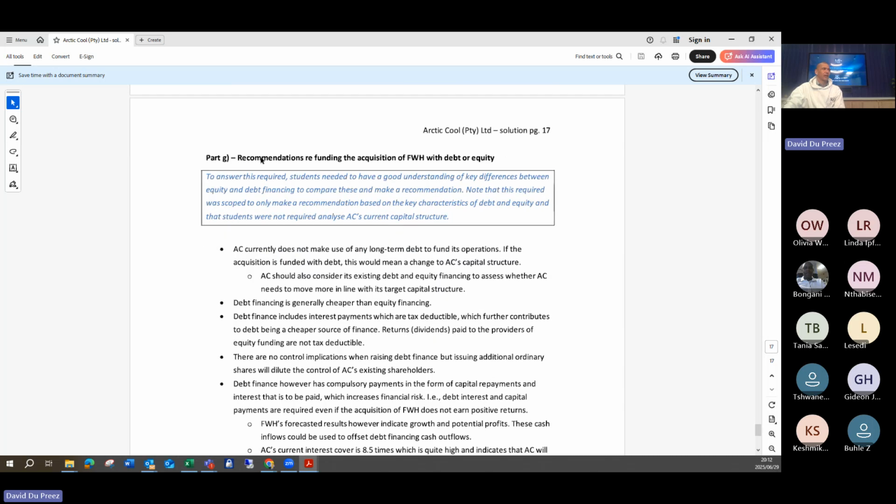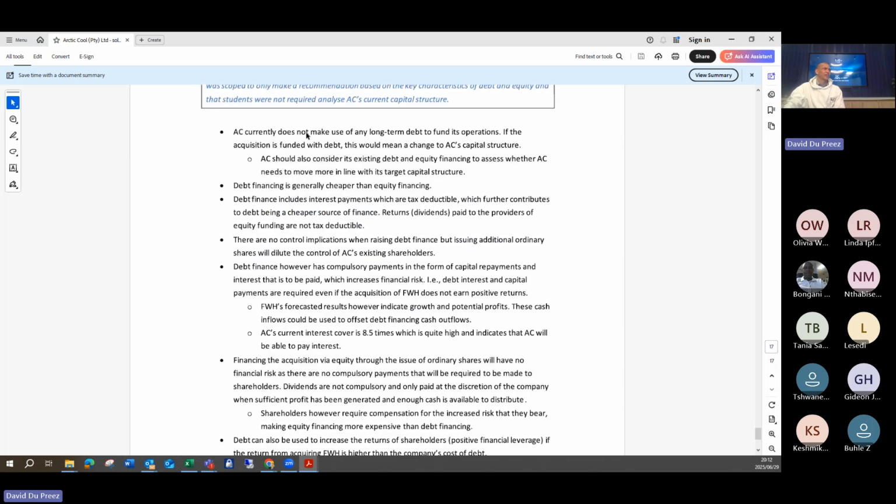Recommendations, read the funding acquisition. Here, AC currently does not make use of any long-term debt to fund its operations. If the acquisition is funded with debt, does it mean a change in the capital structure? AC should also consider its existing debt and equity financing to assess whether it needs to move more in line with the target.